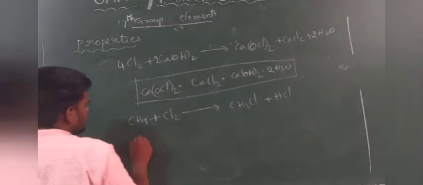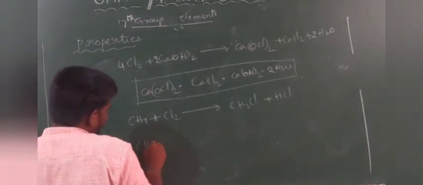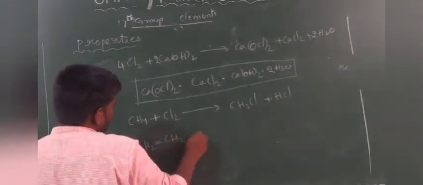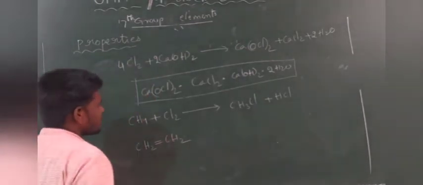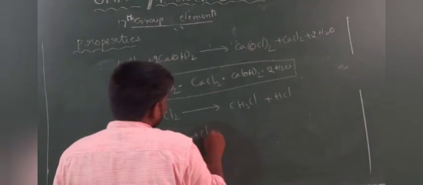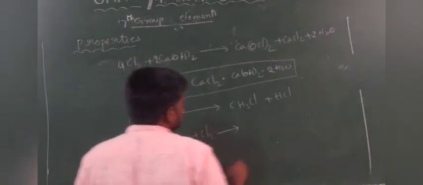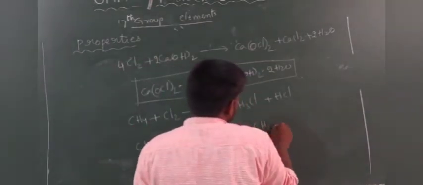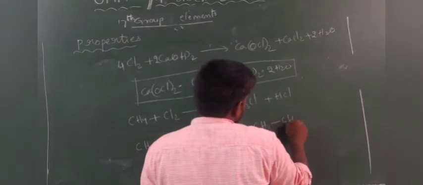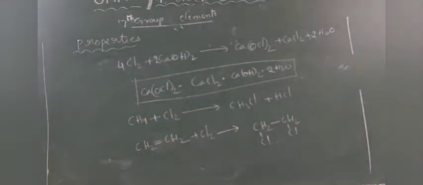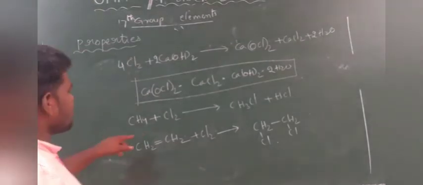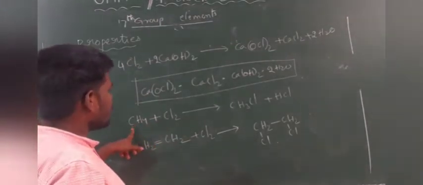Right? And the next one, when chlorine is treated with unsaturated hydrocarbons like alkenes and alkynes, then chlorine undergoes here addition reaction and gives here saturated compounds CH2Cl and the next one CH2Cl.